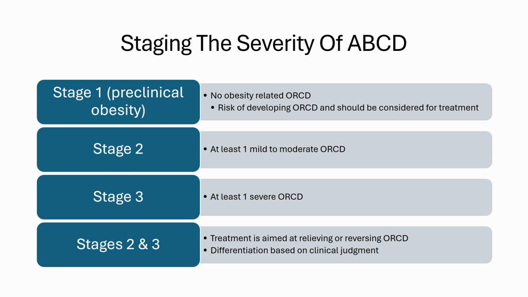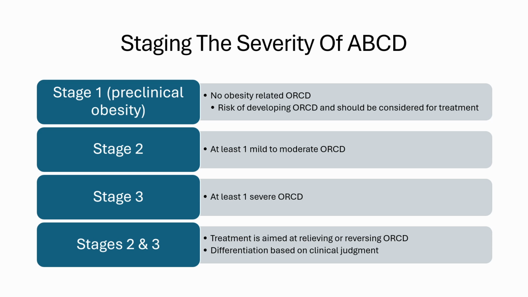Once the medical provider has completed the anthropometric and clinical component in the diagnosis of ABCD, they will then determine the stage based on severity of obesity-related complications and diseases, which will guide the intensity of the therapy. In stage 1, a person has no obesity-related complications or diseases. The stage is considered preclinical obesity. Individuals in this stage are at risk of developing ORCD and should be considered for treatment interventions. The purpose is to prevent further weight gain and development of obesity-related complications and diseases.